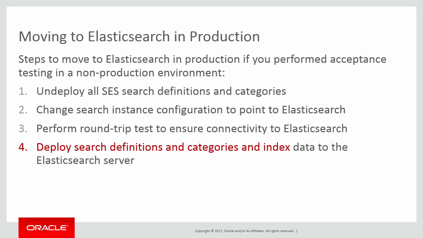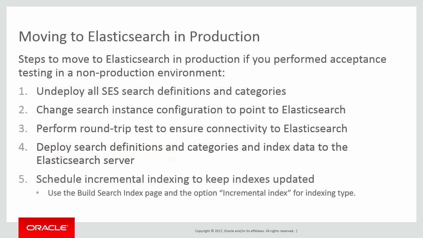Step 4 is to deploy search definitions and categories and index data to the Elasticsearch server, which we covered earlier in this training. Step 5 is to schedule incremental indexing to keep your indexes updated. Use the Build Search Index page and select the option Incremental Index for indexing type. Note that if you use the ACM template search_template to build your index, you can schedule incremental indexing using the run control IDs created by the template.